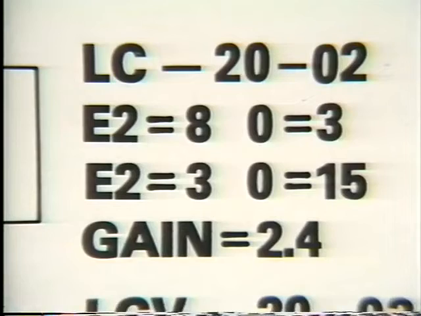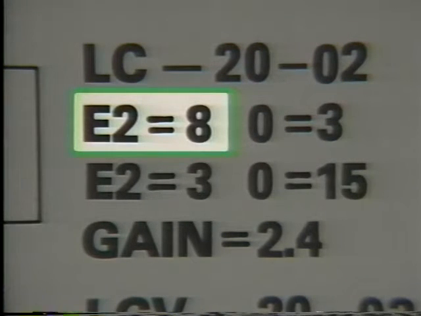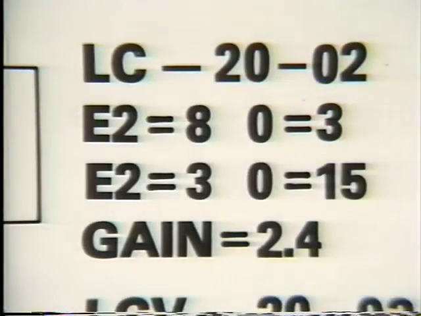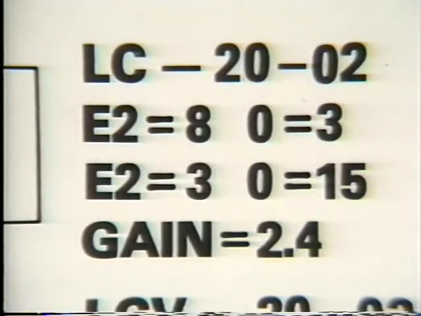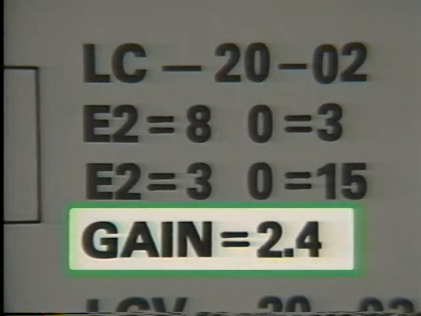According to this information, when the input to the controller is 8 psi, the controller will produce an output of 3 psi. And when the input is 3 psi, the output will be 15 psi. The gain setting for this controller is 2.4. This means that when the input to the controller changes by 1 psi, the output will change by 2.4 psi.